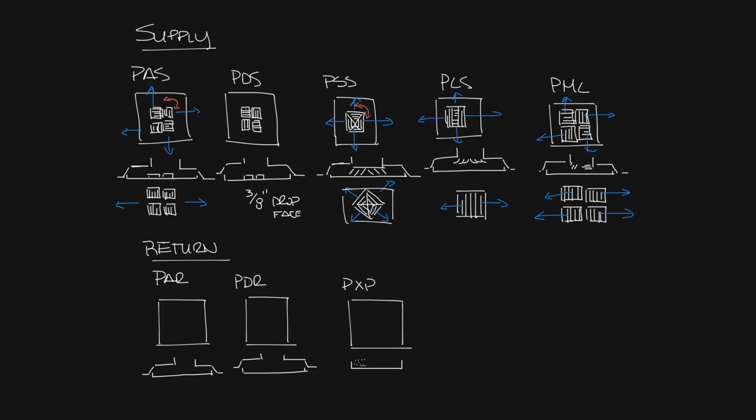So let's bring them all back on so we can look at them. In general, the performance of the supply grills gets better as you go from the PAS to the PMC, but then the cost also goes up. So you have to decide between your performance and your cost for your project which one to use. So those are the different perforated diffuser types.